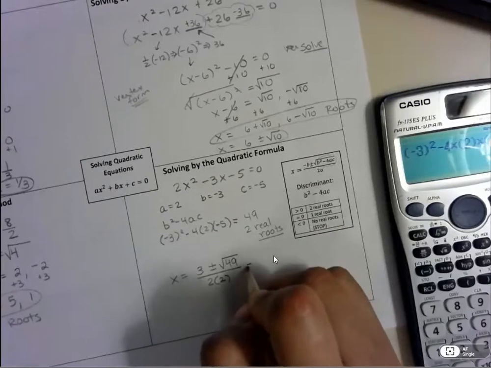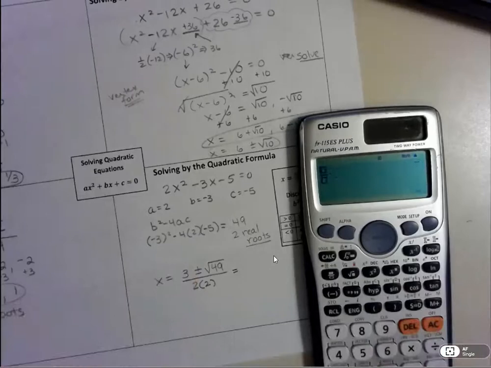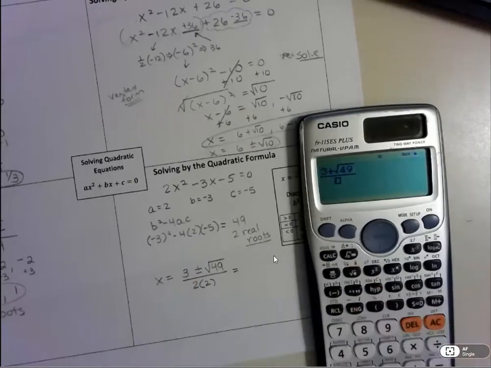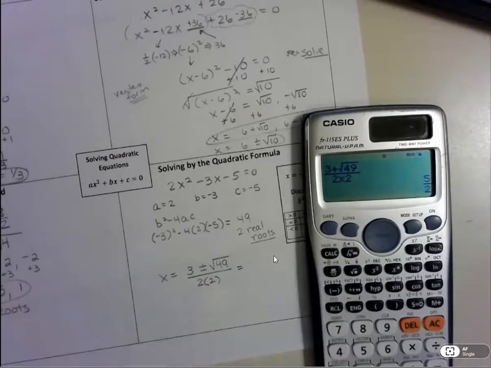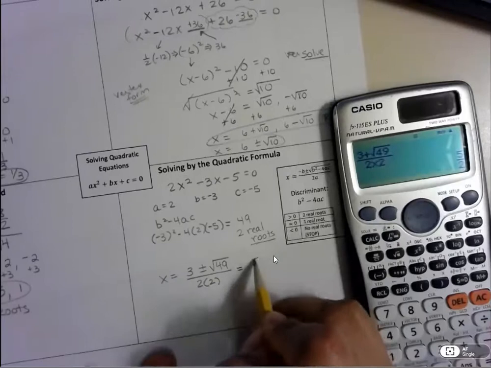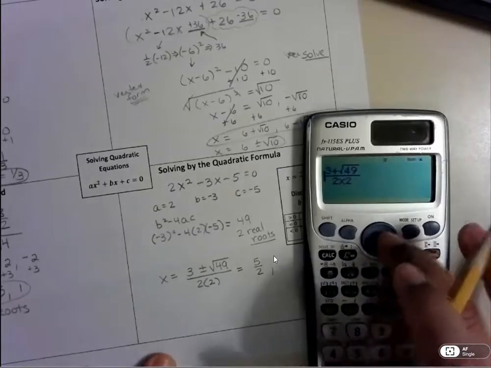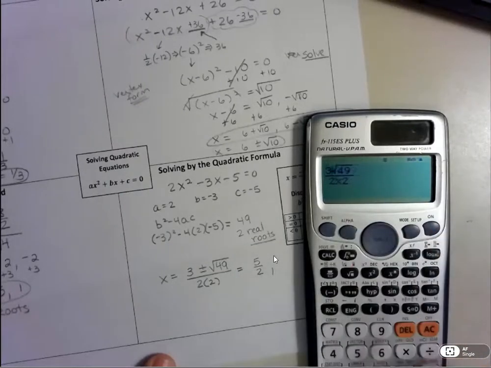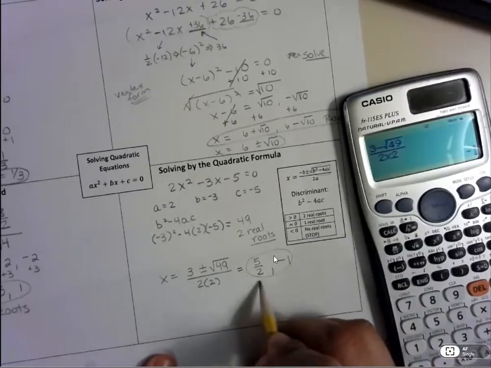Okay, so you're going to get 2 answers. The first one is with a plus sign, the next one is with a minus sign. So here we go. Fraction bar, 3 plus the square root of 49 over 2 times 2, which is a 4. 5 halves. And then put a minus sign there. Negative 1. So those are your roots.